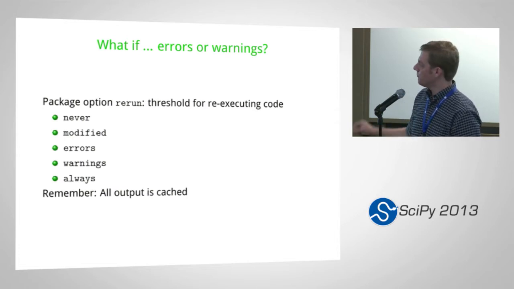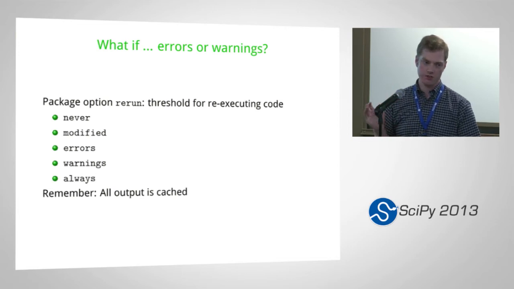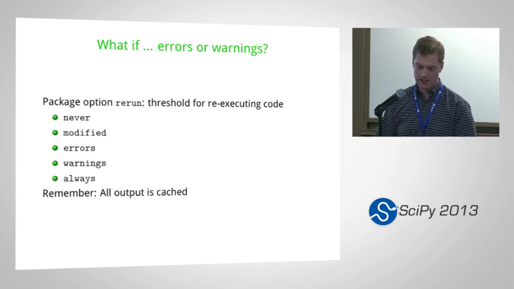So I have a package option called rerun, and there are a number of thresholds that you can set with that to determine when the code's going to be executed again. You can turn off execution. You can always execute the code. You can execute it if it's just been modified based on the errors and warnings and so forth. Typically, since everything that the Python produces is cached, you don't need to rerun it always. But if you ever had really time-sensitive information, if you were like pulling something off the web or something like that, you could certainly set it up to use the always option.